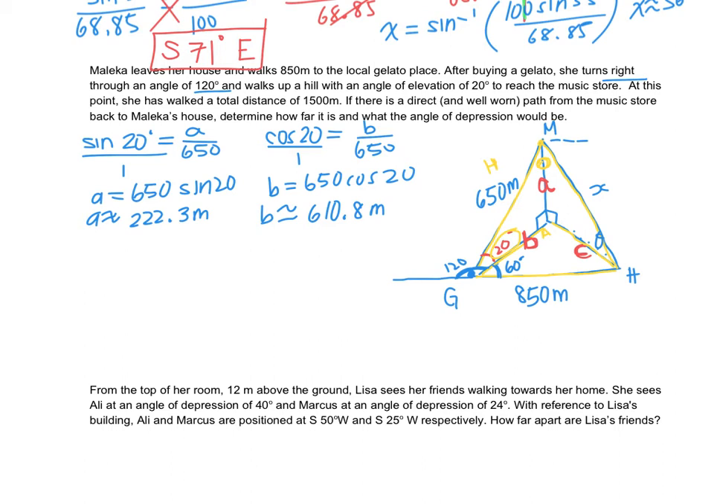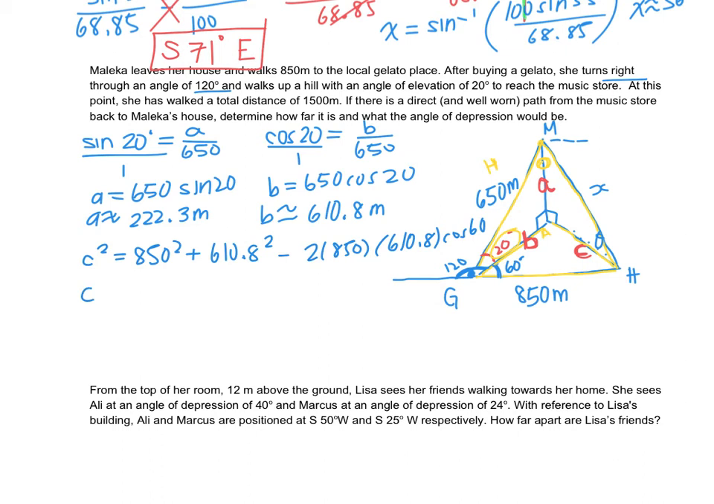So, because I do have B now, which I'm not going to label in my triangle because it's kind of squished in there, I do have these two side lengths and the contained angle. So, once again, we will do our cosine law. So I'm looking for C, so that will be C squared equals the other two sides squared plus 610.8 squared minus double the other two sides times cos of that contained angle of 60.